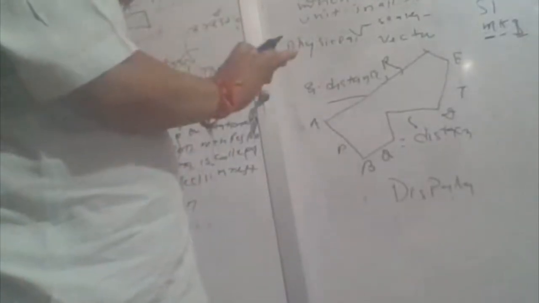The distance is more, but displacement will have magnitude and direction. This is the displacement, the shortest distance from the start point to the end point.